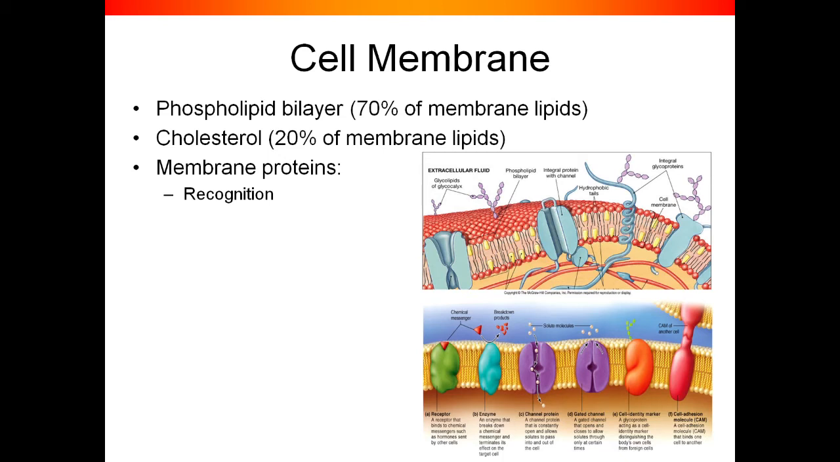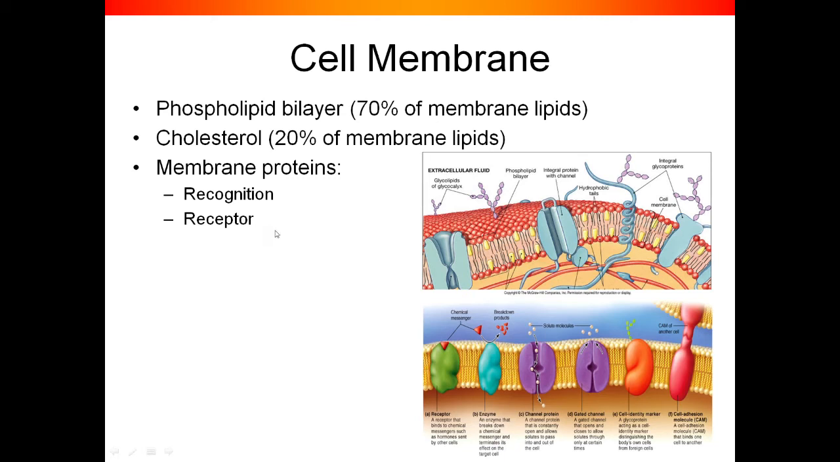Immune cells will patrol the body looking for these recognition proteins. If they find the recognition protein, those immune cells are going to leave the cells alone because that means that those cells are from this body. But if they come across a foreign cell that does not have a recognition protein on it, then those immune cells will destroy those foreign cells. So recognition proteins. We also have proteins that are going to be receptor proteins.